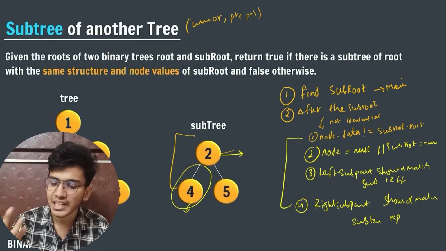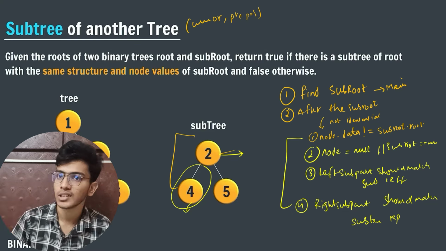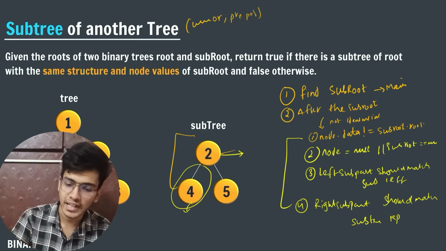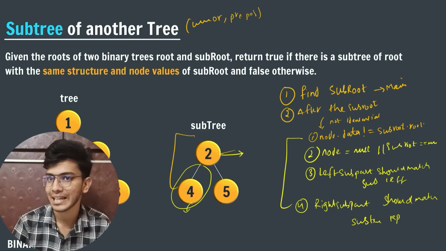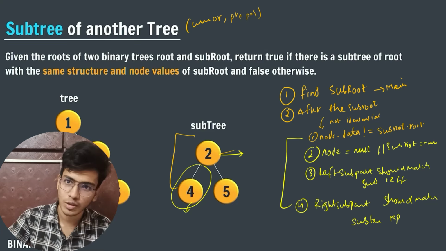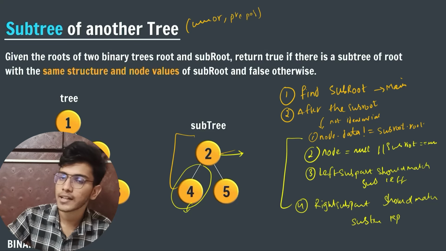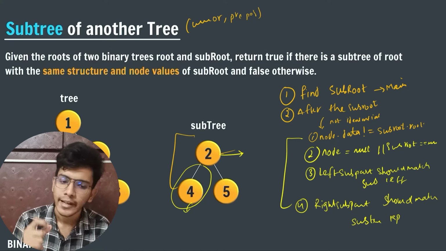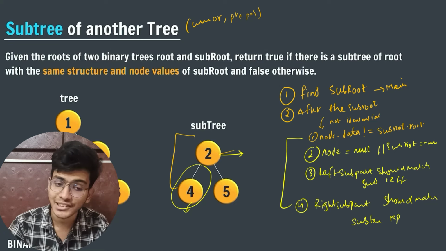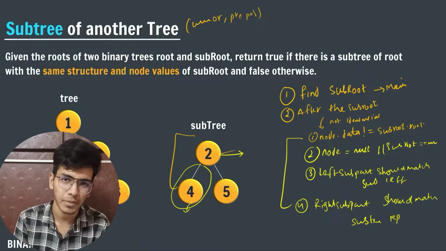If any of these 4 conditions gets violated, then I will immediately return false. So these are the 4 conditions of not being identical. If any of this gets satisfied, then I will return false. I hope you got the logic. Now let us code this thing. By coding this, you will understand it even in a better way.